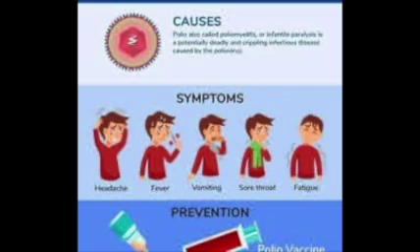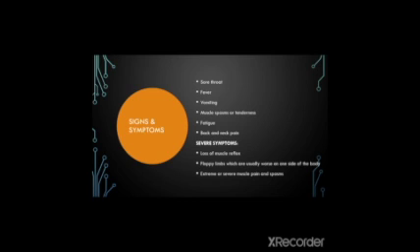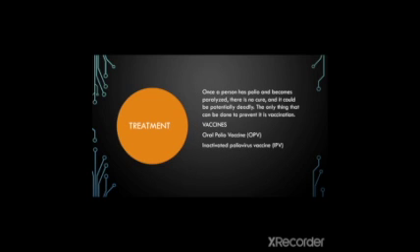Signs and symptoms of poliomyelitis are as follows: sore throat, fever, vomiting, muscle spasm or tenderness, fatigue, back and neck pain. Severe symptoms include loss of muscle reflex, floppy limbs, which are usually worse on one side of the body, extreme and severe muscle pain and spasm. Once a person has polio and becomes paralyzed, there is no cure and it could be potentially deadly.